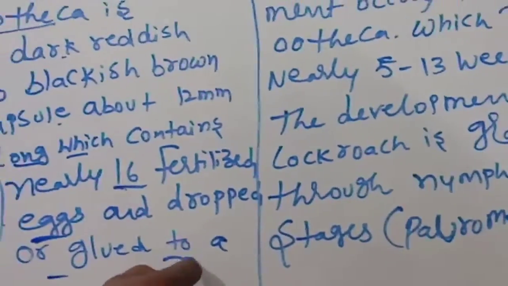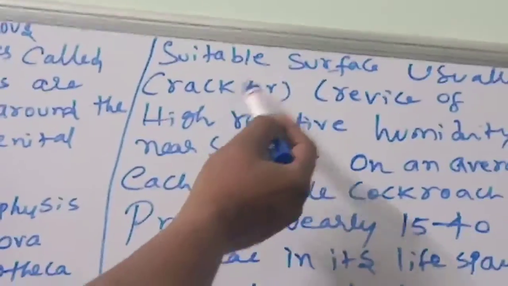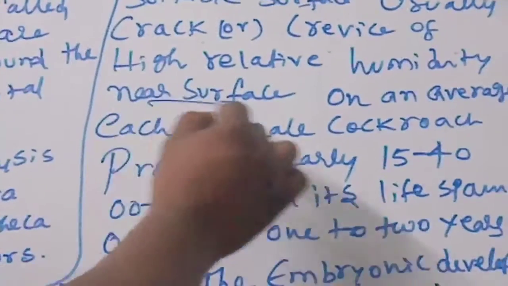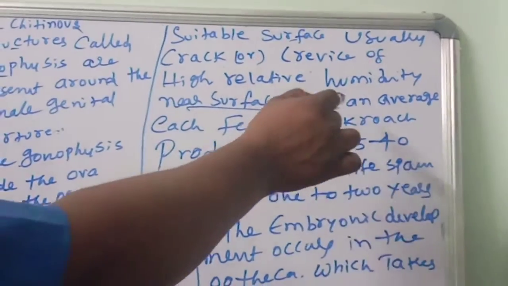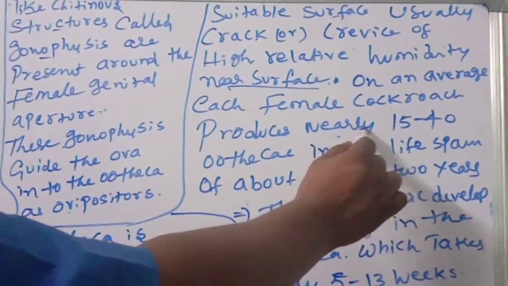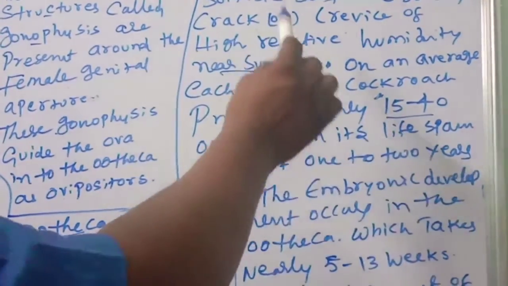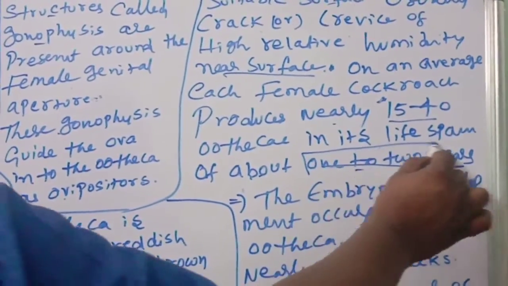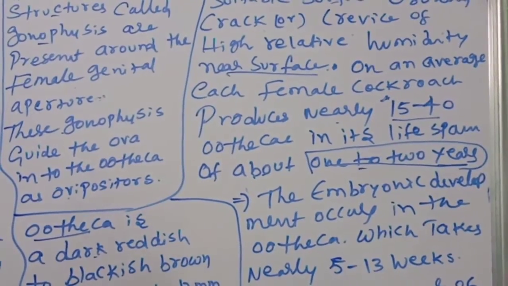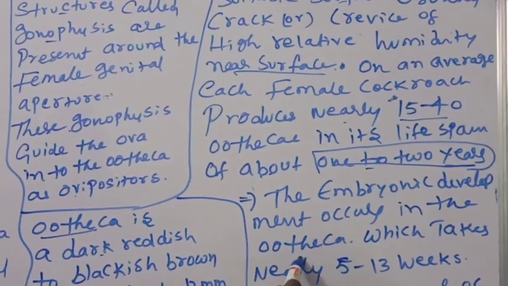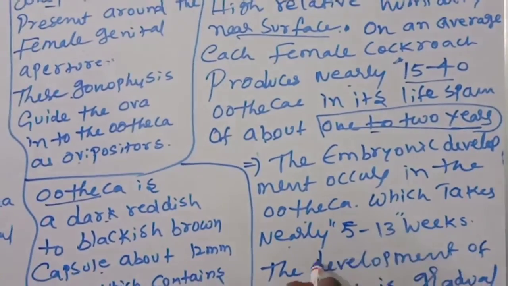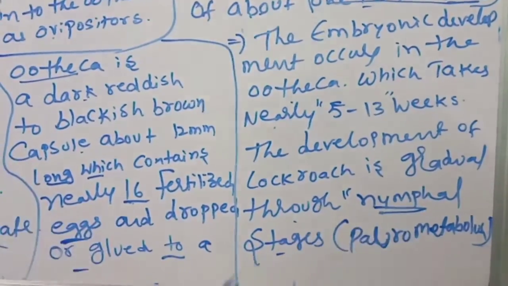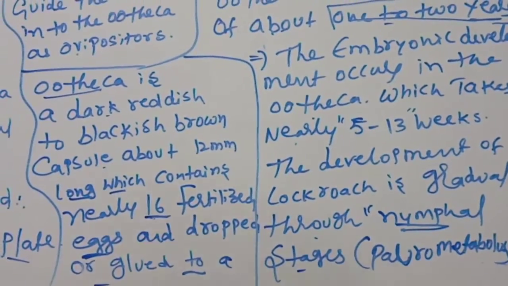16 eggs, dropped and glued to a suitable surface, usually a crack or crevice of high relative humidity near the surface. On an average, each female cockroach produces nearly how many? 15 to 40 oothecae in its lifespan of about 1 to 2 years. The embryonic development occurs in the oothecae, which takes nearly 5 to 13 weeks. The development of cockroach is gradual through nymphal stages, parametabolous.